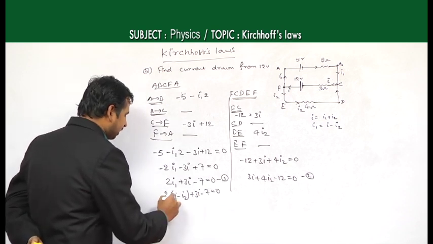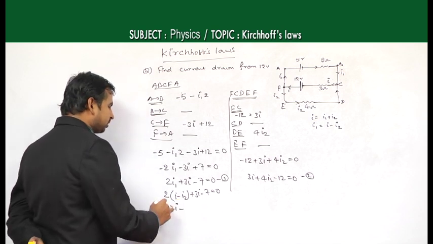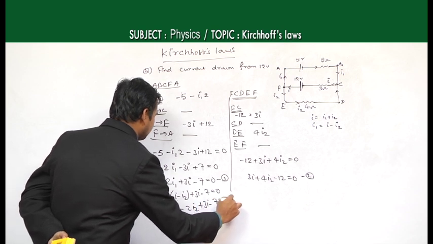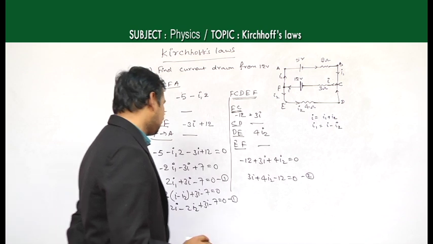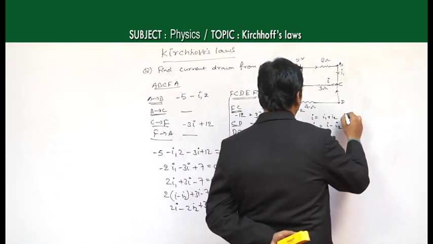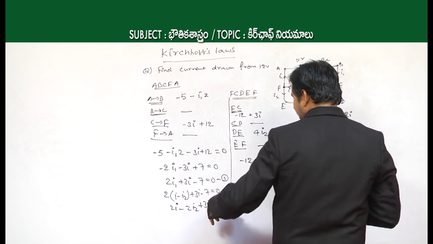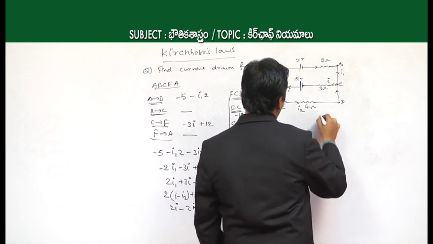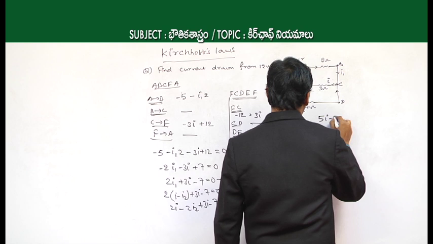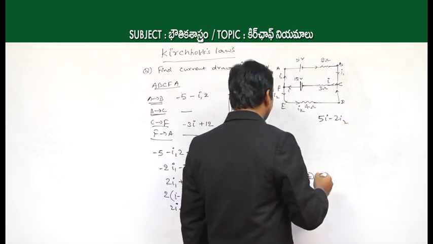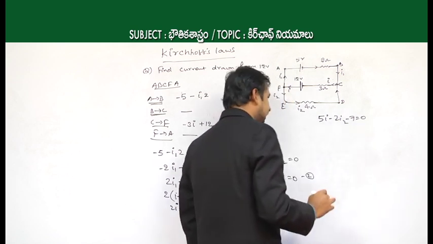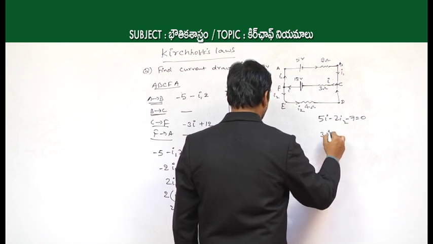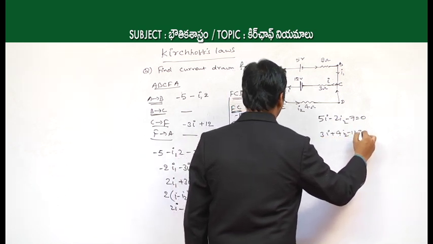Then if you multiply that, it becomes 2I minus 2I2 plus 3I minus 7 is equal to 0. So finally we got the two equations here: 2I plus 3I, total it becomes 5I minus 2I2 minus 7 is equal to 0, that is the first equation. And the second equation we got is 3I plus 4I2 minus 12 is equal to 0.